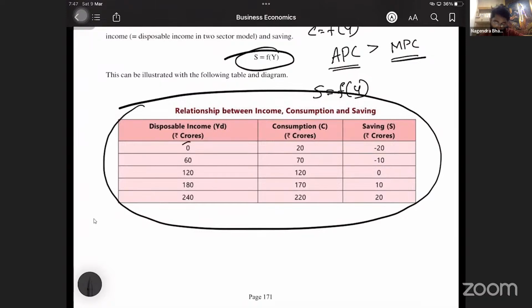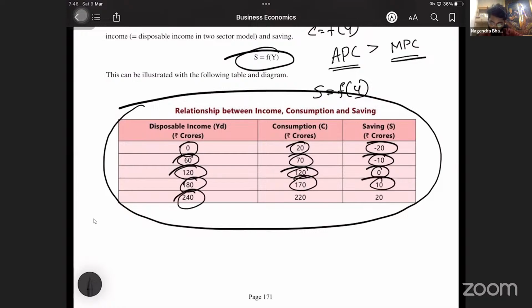Disposable income is 0, consumption is 20. That means your dissavings is minus 20. Disposable income is 60, consumption is 70. That means minus 10. Disposable income is 120, consumption is 120. Savings is 0. 180 minus 170 is plus 10. 240 minus 220 is plus 20. Whatever you spend, whatever is left in your hand after spending, that will be savings.